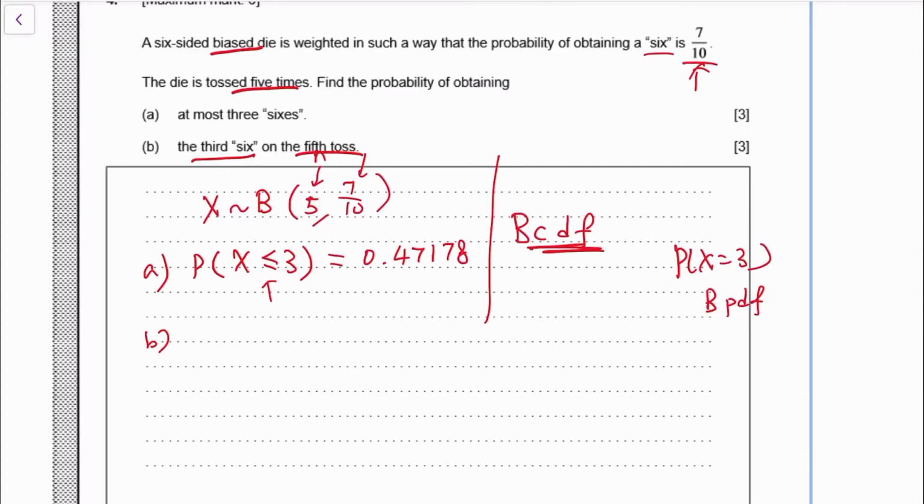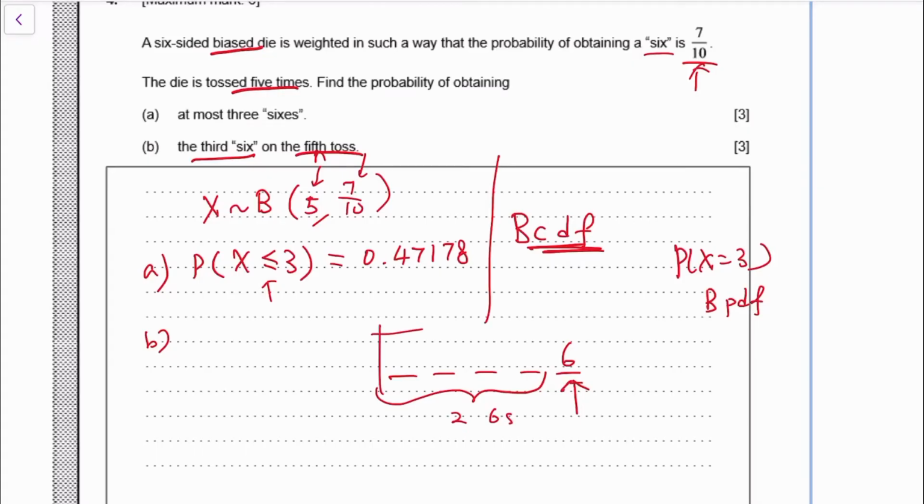3, 2, 1. So you want your third 6 to be on the 5th toss. That means you throw it 5 times. At the fifth toss, you first of all need a 6, but you need this to be your third 6. What does that mean? That means within the first 4 tosses, there should be two 6s somewhere around.